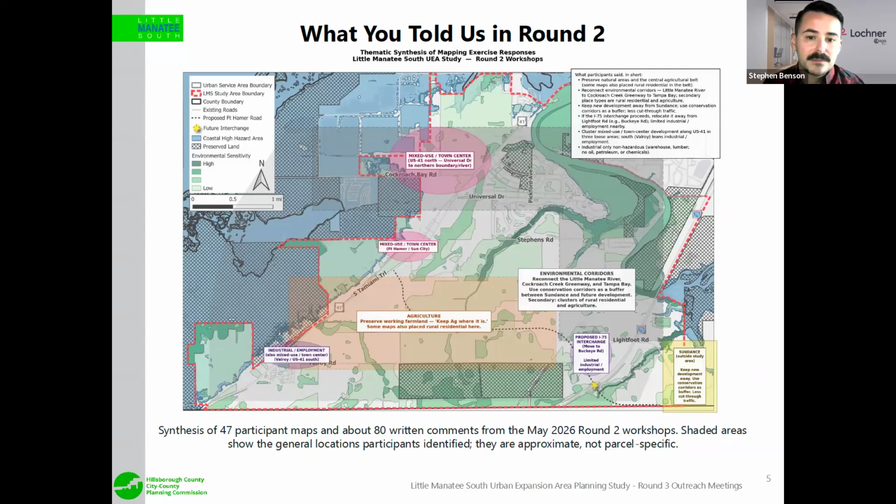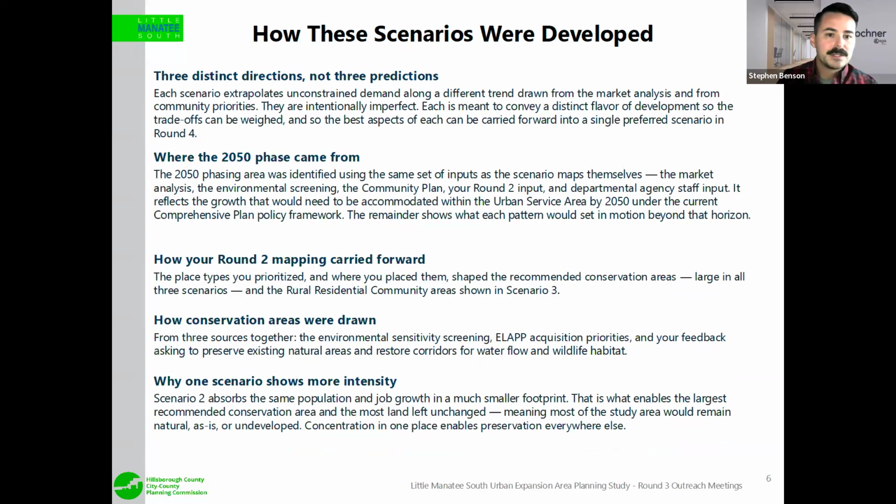Additionally, we heard that some folks would like us to cluster mixed use and town center development along US 41 rather than on the east end of the study area. We also heard that industrial only should be non-hazardous. So looking at uses such as warehouse, lumber, and not oil, petroleum, or chemicals that would potentially be hazardous uses to people living nearby or to the environment itself.